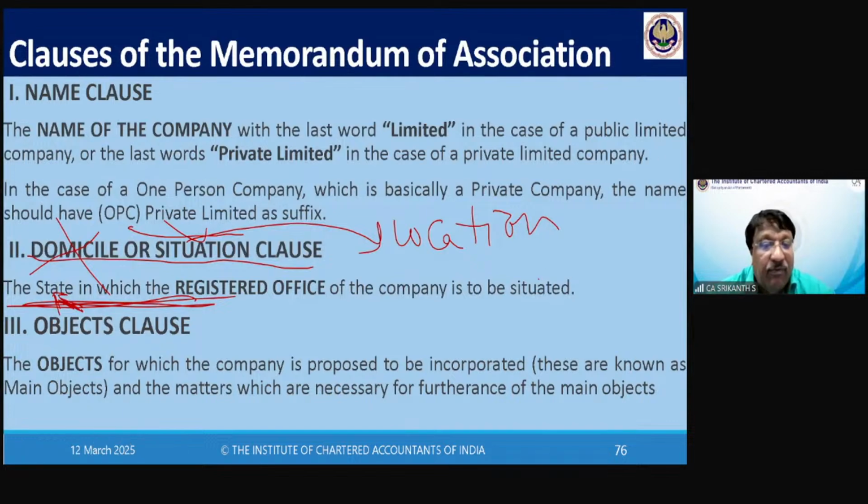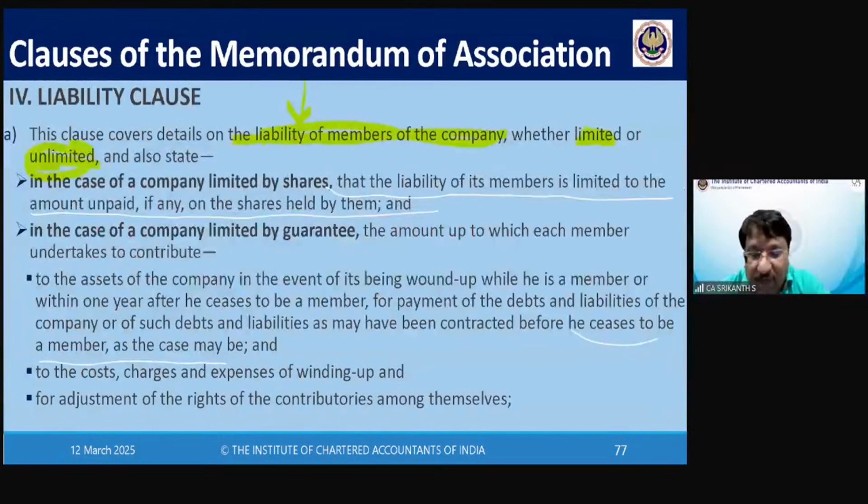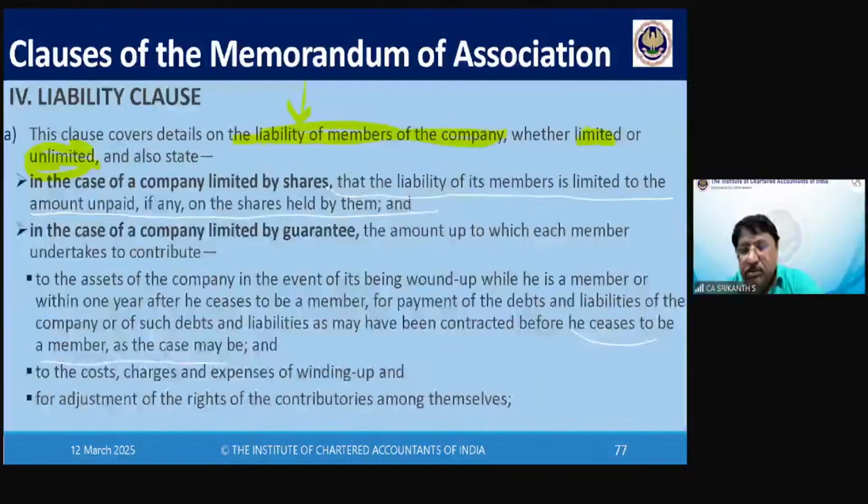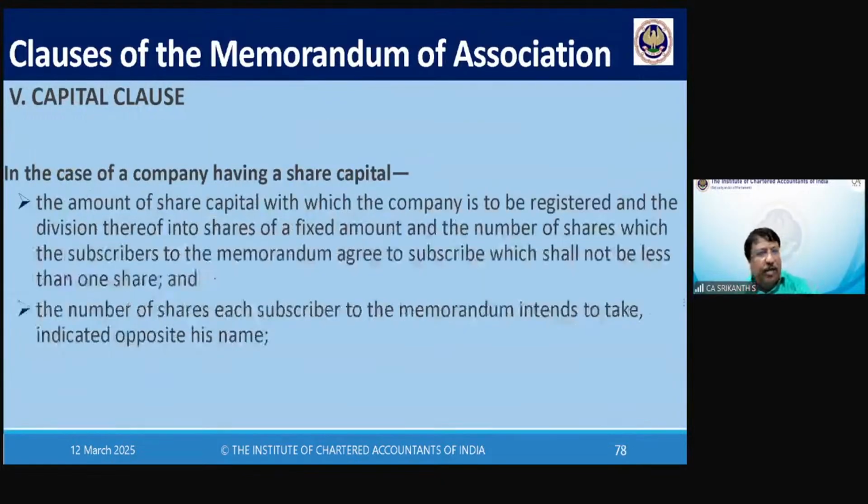So object clause, be very careful with it. Later on, when you come to the doctrine of ultra vires, you will see why this object clause becomes very, very important. Also, the liability clause we have seen in depth. I don't want to waste your time.